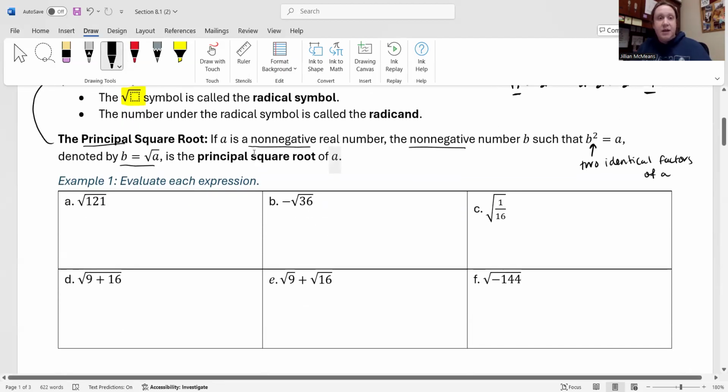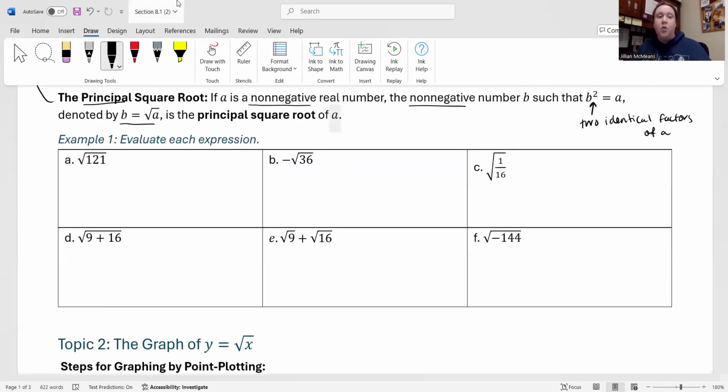Now, let's evaluate each expression here. So that's example 1. So remember, we're finding square roots, and we're going to talk a little bit more about what that means later when we see the bigger picture. But for now, we're just looking for one of two identical factors of each number. So example 1 just says evaluate each expression. In part A, we have the square root of 121. Now, we're looking for two numbers that are identical that when we multiply them, we get 121. Well, that would happen to be 11.